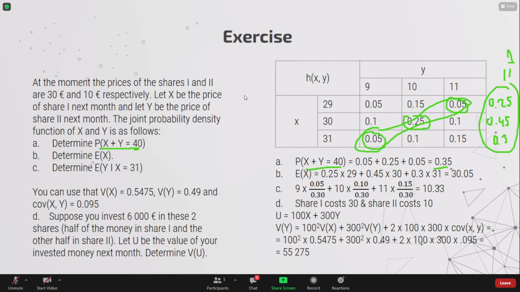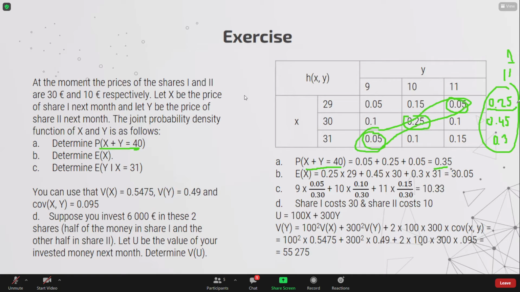The next one, we have to determine the probability of x. And now it comes in useful to have those calculations handy, because the total probability of x is just those separate probabilities of each event. X equals 29, we have the probability 0.25. If x equals 30, we have 0.45. And we just calculate it.